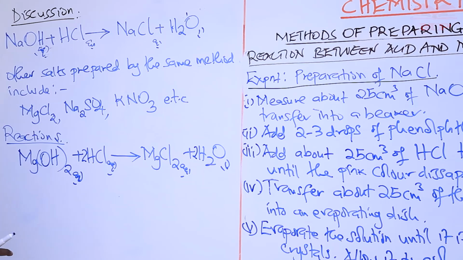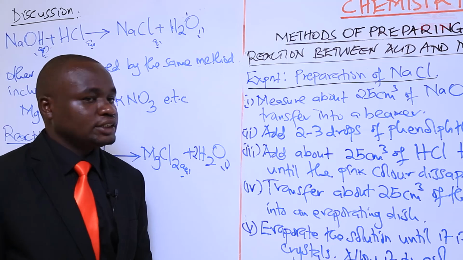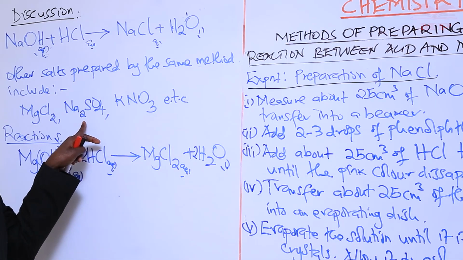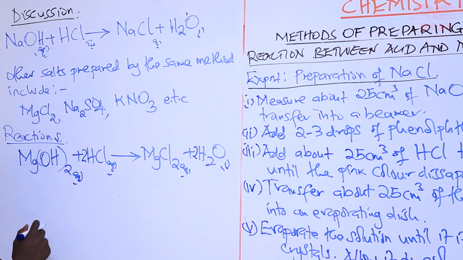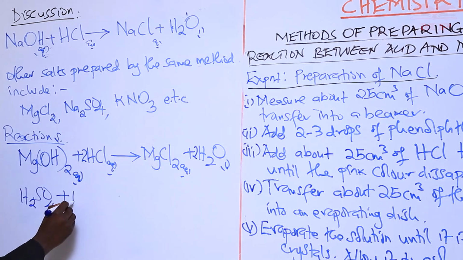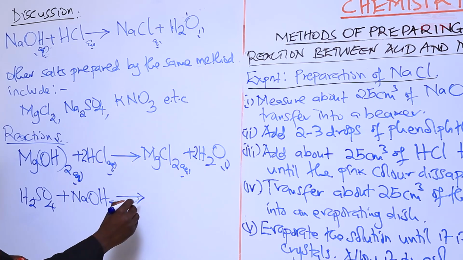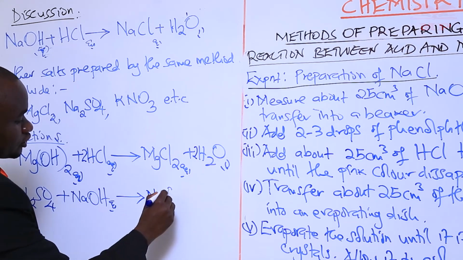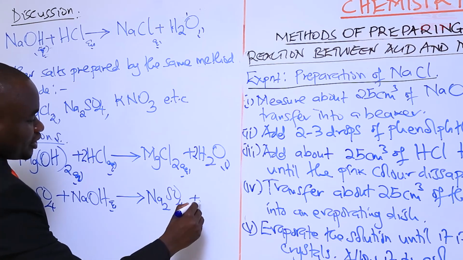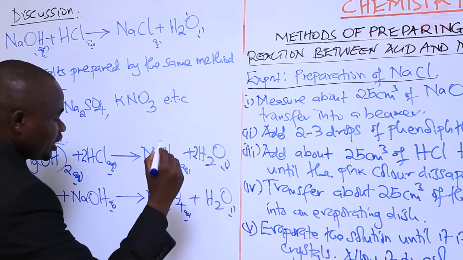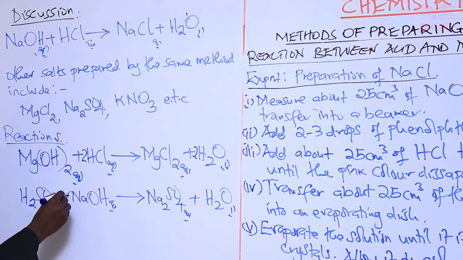Next, sodium sulfate. Remember, metal hydroxide and an acid. So sodium sulfate is coming from sulfuric acid. So we are reacting sulfuric acid and sodium hydroxide. So this would be the reaction. Sulfuric acid plus sodium hydroxide. What will be the products? The products will be sodium sulfate aqueous plus water. Don't forget to balance. We put 2 here, then we shall have balanced the equation.